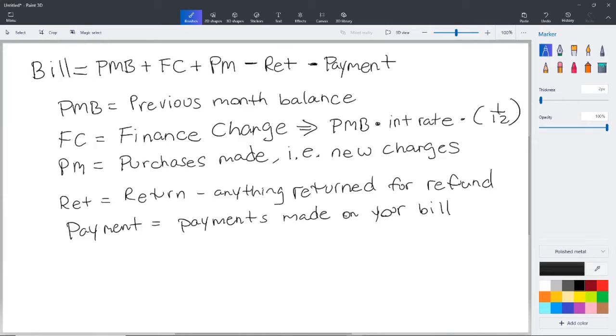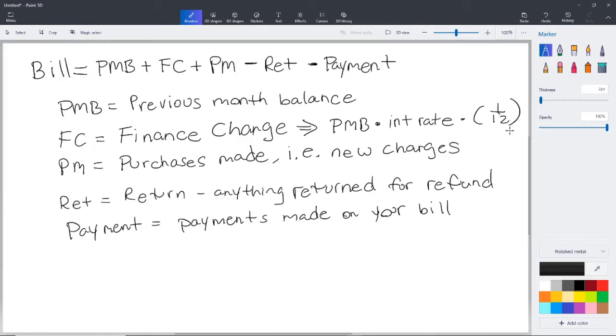Your bill for your credit card is going to be equal to the previous month's balance, or PMB as I call it, plus the FC, which is the finance charge. And to calculate the finance charge, you need to take that previous month's balance times the interest rate as a decimal times 1/12. Basically, it's the PRT equation. Now, T is always time in years, but as you can see, we're going to use 1/12 because we're talking about 1 month's worth of time here, and 1/12 represents the year's time in months.